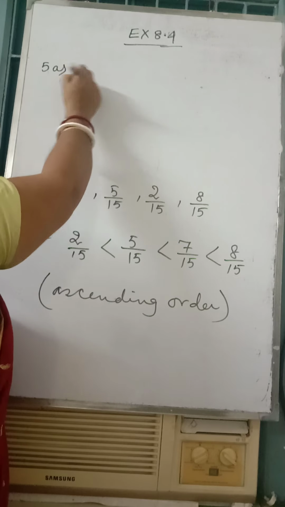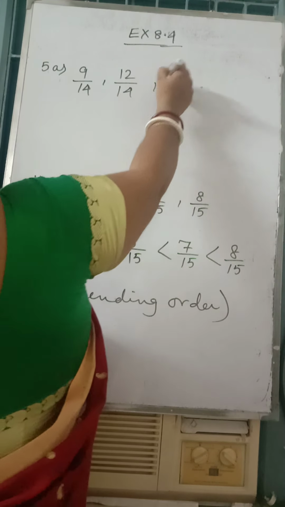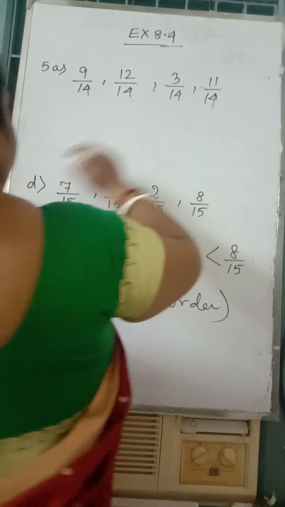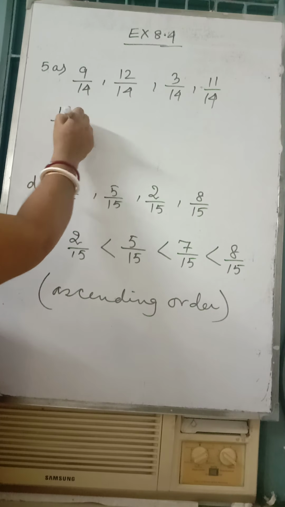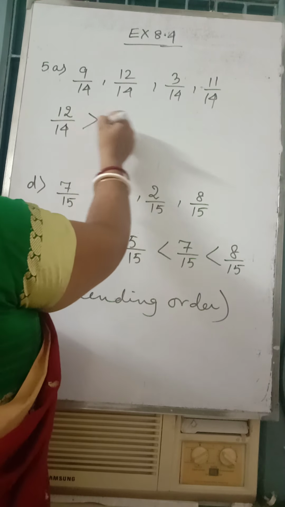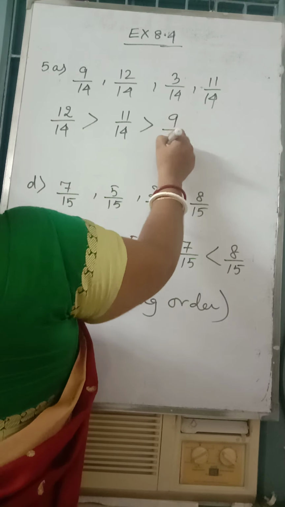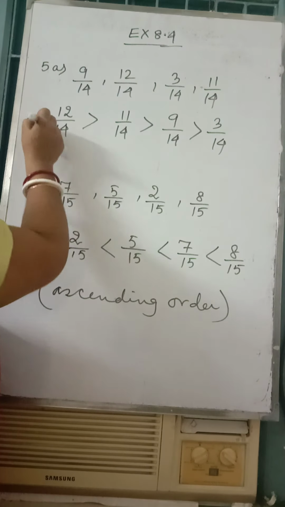5A, 9 by 14, 12 by 14, 3 by 14 and 11 by 14. What is the biggest fraction you have? The biggest numerator. So 12 by 14 is greater than 11 by 14 is greater than 9 by 14 is greater than 3 by 14. Is it?